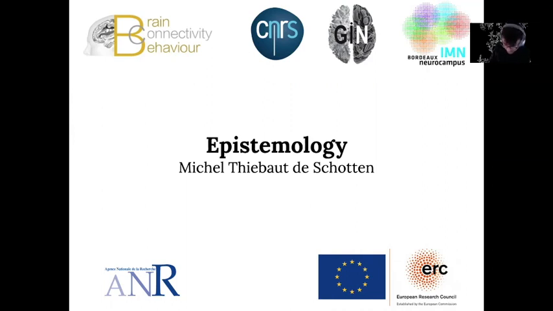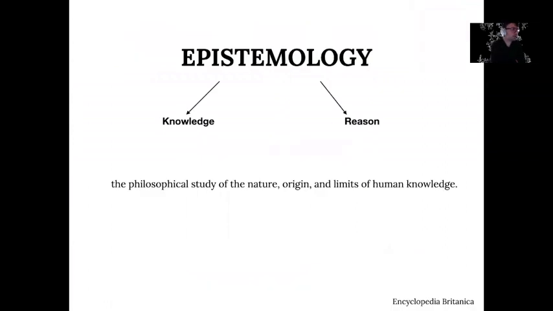So, what is epistemology exactly? Epistemology is derived from the combination of two old words, epistemo, which means knowledge, and logos, that means reason. And the idea behind it is that with epistemology, we will try to understand the nature, the origin, and the limits of human knowledge. And well, when you think about it, what exactly is knowledge?